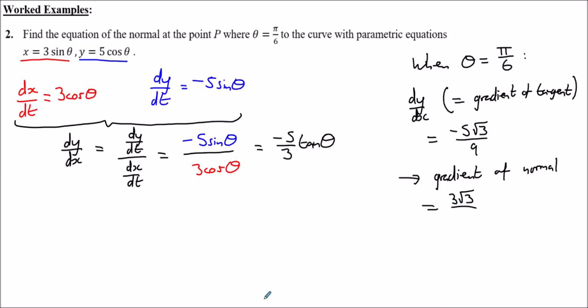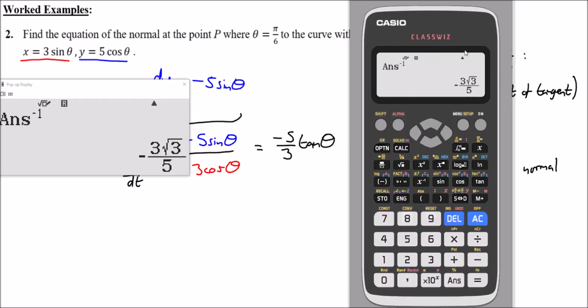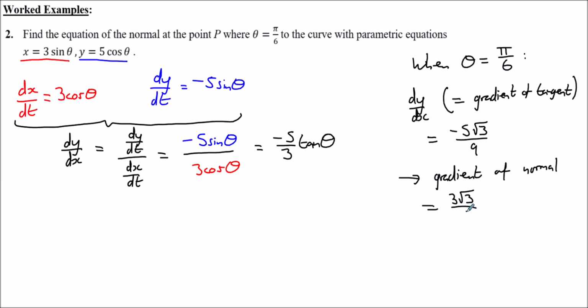Just check that there. 3 root 3 over 5, yes. We also need to work out what x is and what y is when theta is pi over 6.